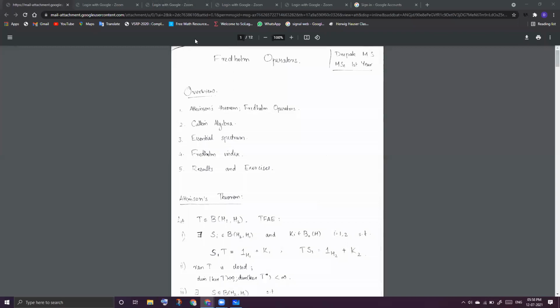Yeah, the screen is fine, right? It is visible, right? Can you zoom in? Yeah, okay, fine. Just zoom.